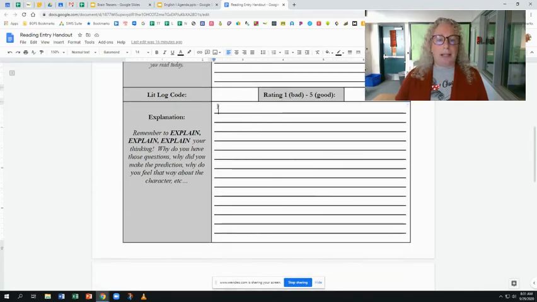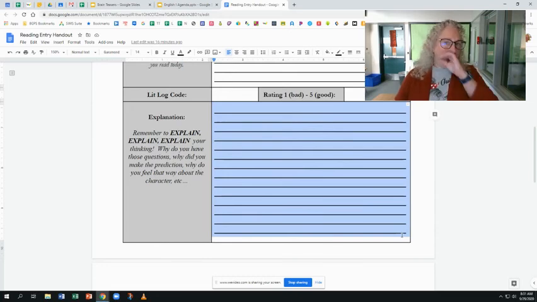Here's that place to explain. So you put your lit log code here. Say I'm going to do a P for prediction here. Here is where I'm going to explain that prediction. Why am I predicting this? What happened in the book that makes me make this prediction? Or why do I have these questions? Or why do I like or dislike the character? Right? This is where I'm doing that explanation right here.